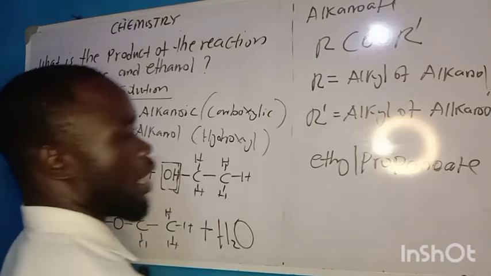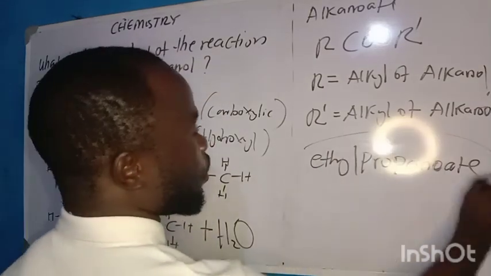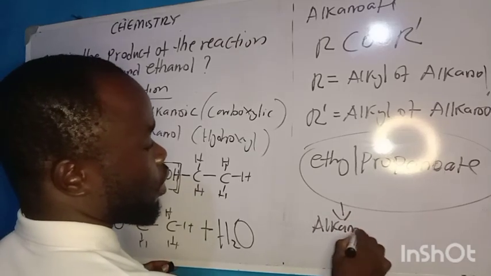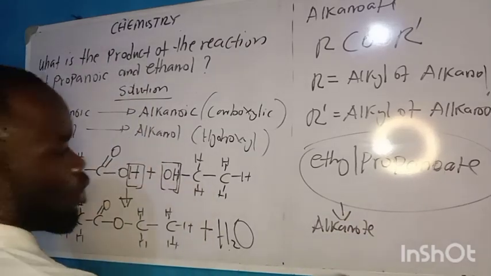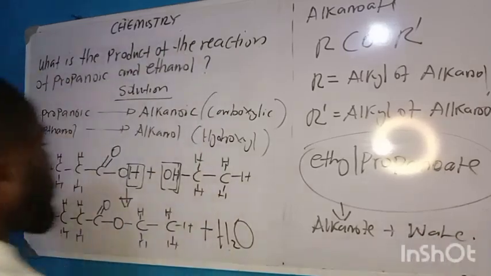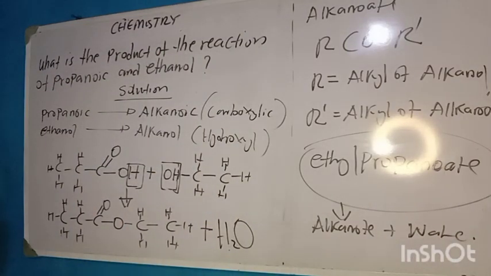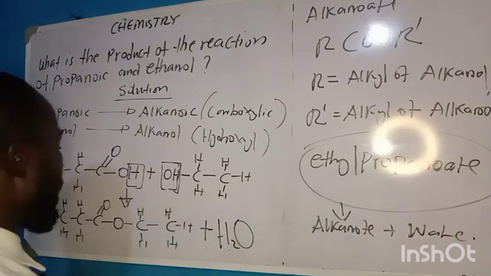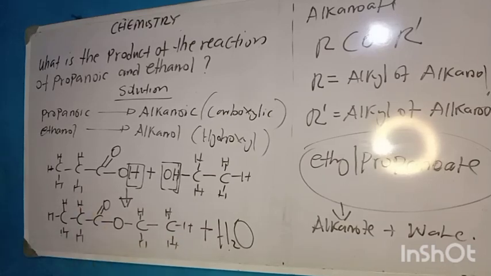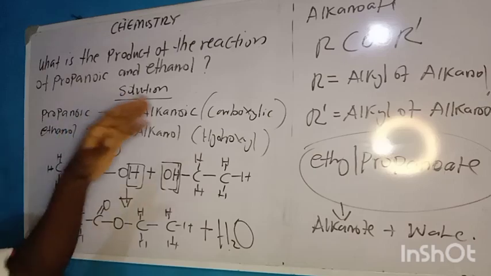And it's from what? It's an alkanoate. And then this one is what? Water. So the product of the reaction is going to be an alkanoate and water. And what is the alkanoate that is formed there? You name this to be ethyl propanoate, where this is ethyl and this is propanoate. That is how to name that using the esters.